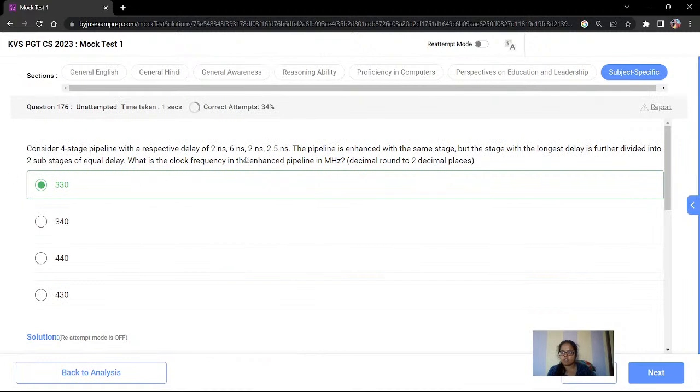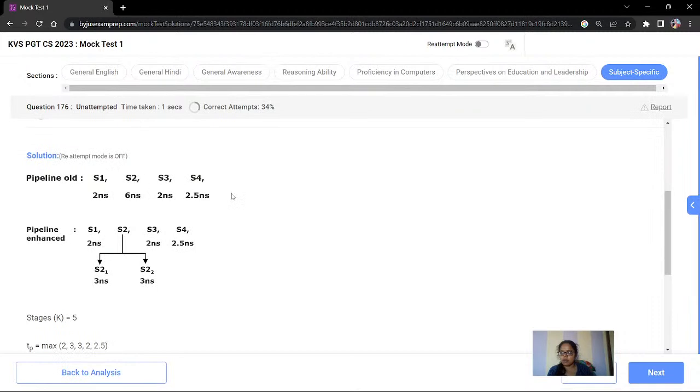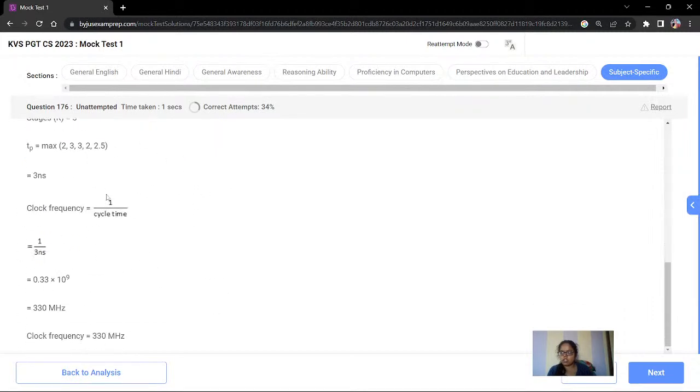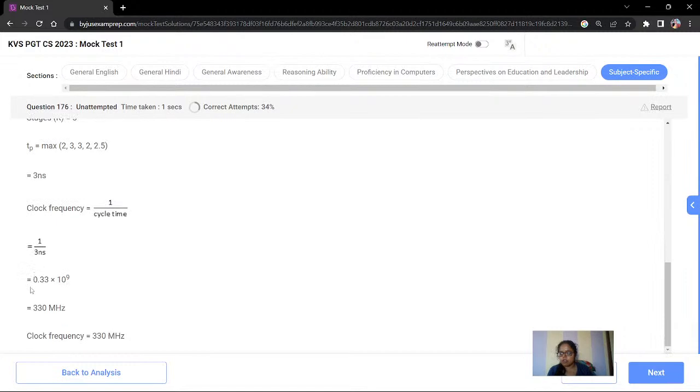Next, here the four stage is given, that is pipelining. Clock frequency is 1 by cycle time. So here the maximum time is 3, so that is 1 by 3 into 10 to the power 9 nanosecond. You have to convert it into megahertz.